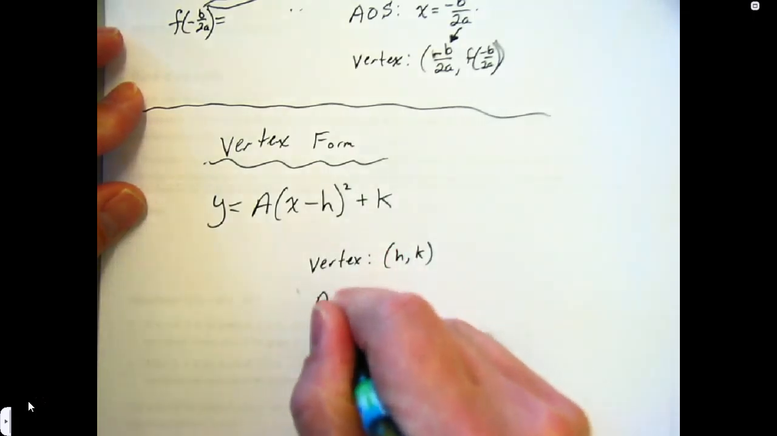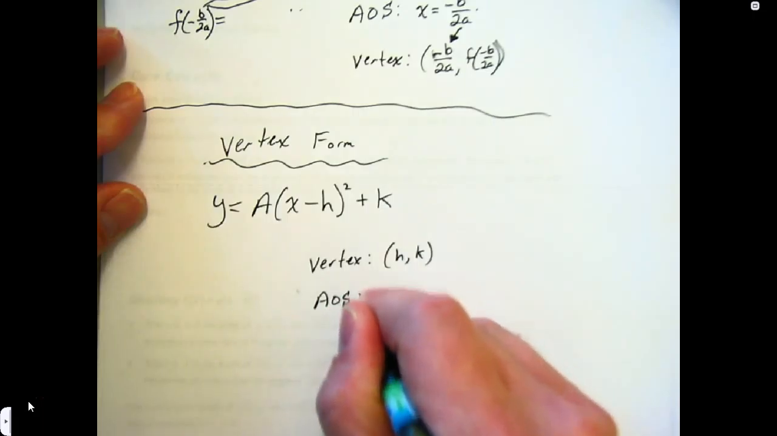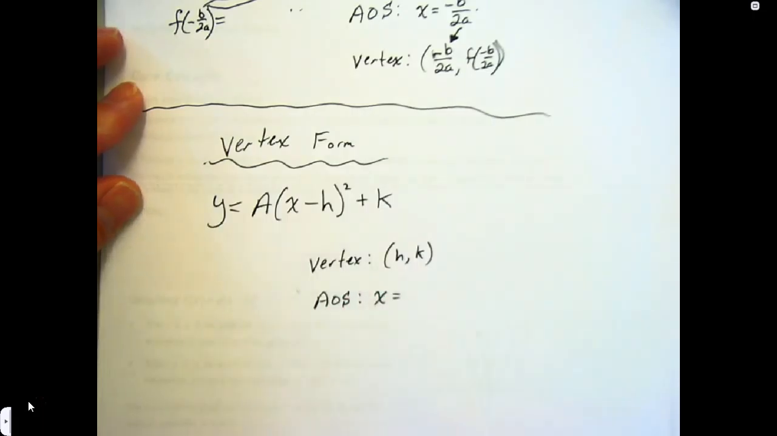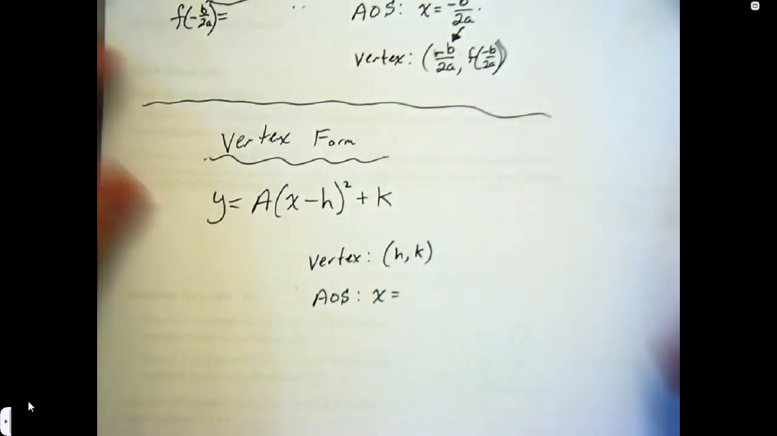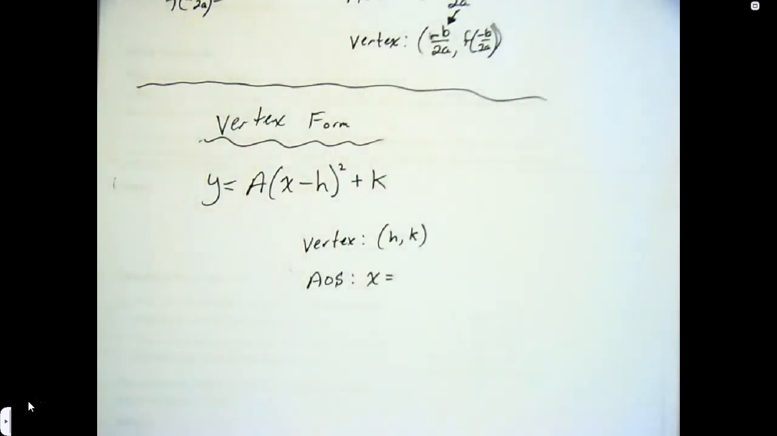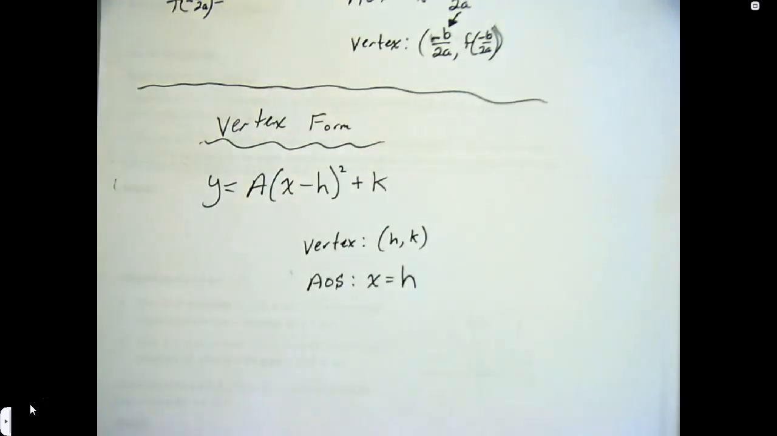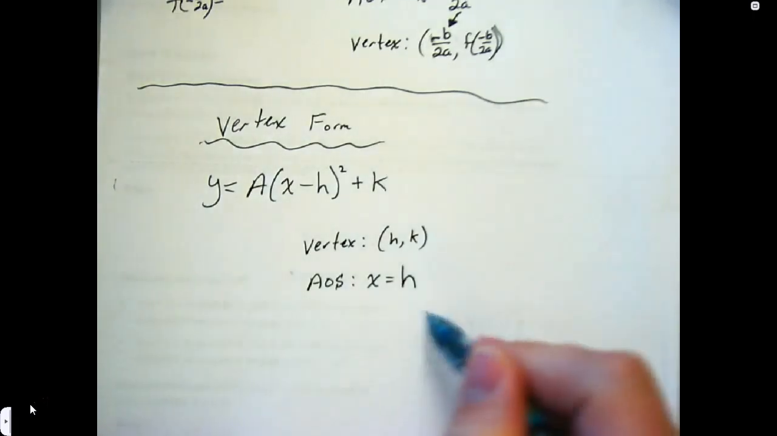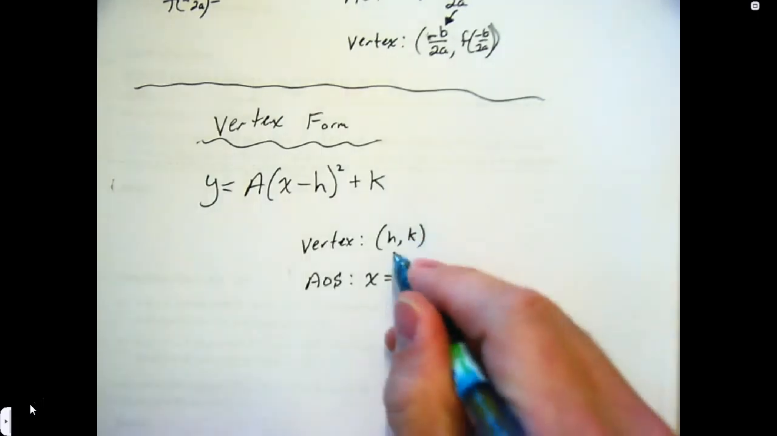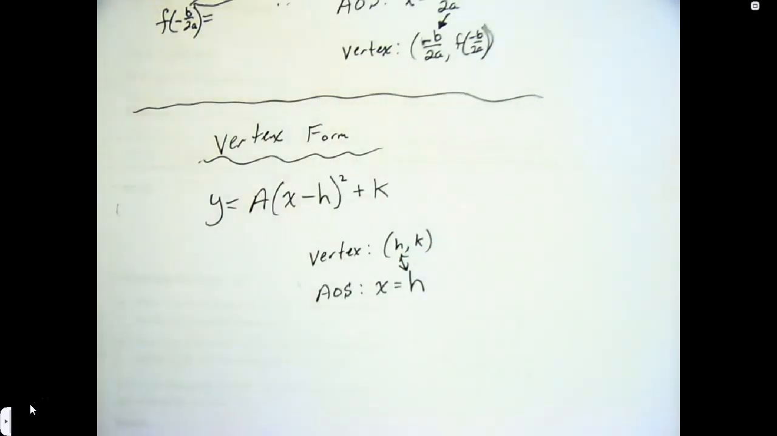Your axis of symmetry, then, is x equals, let's see if anyone can figure that out, talk to your groupies about it. What's your axis of symmetry going to be? Hey, Isaiah, what do you got? Whatever h is. Maybe that's what it stands for. All right? x equals h. These are the same.